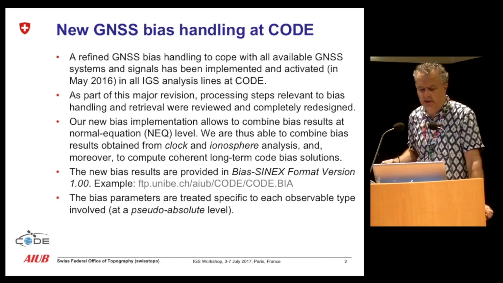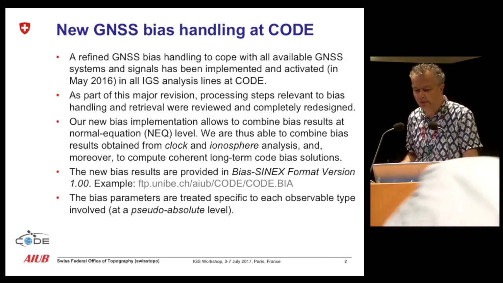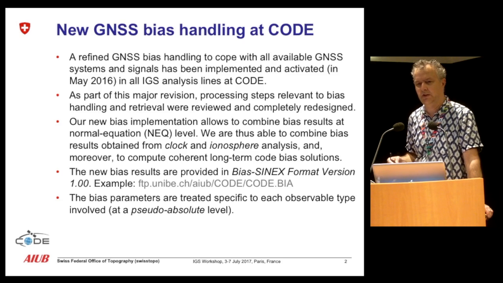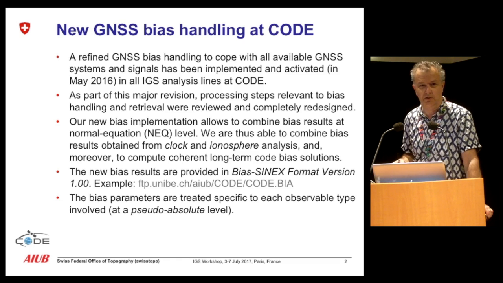The new bias handling has been implemented in the Bernese GNSS software and activated finally in May last year in all analysis lines. Another important aspect was that we took this as an opportunity to review and completely redesign all bias-relevant processing steps. An important point is also that our new bias implementation allows us to combine the bias results on the normal equation level.